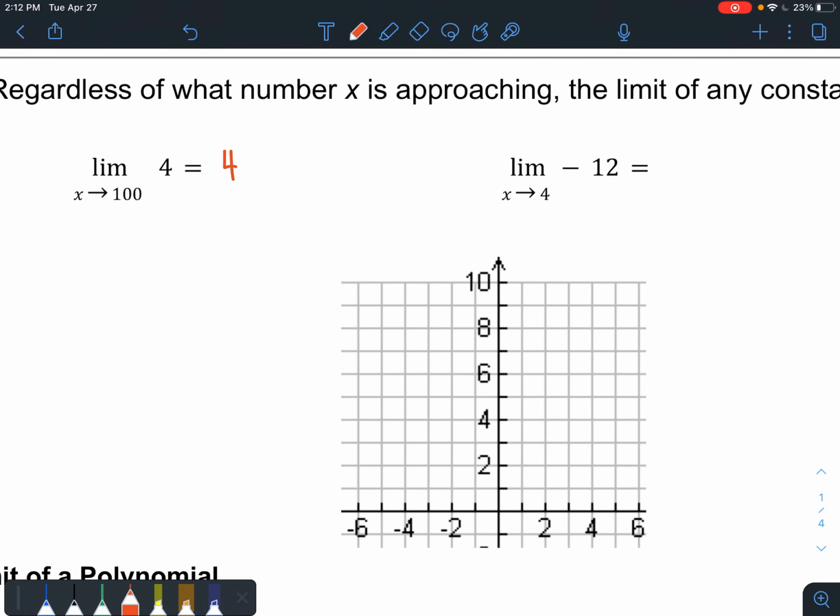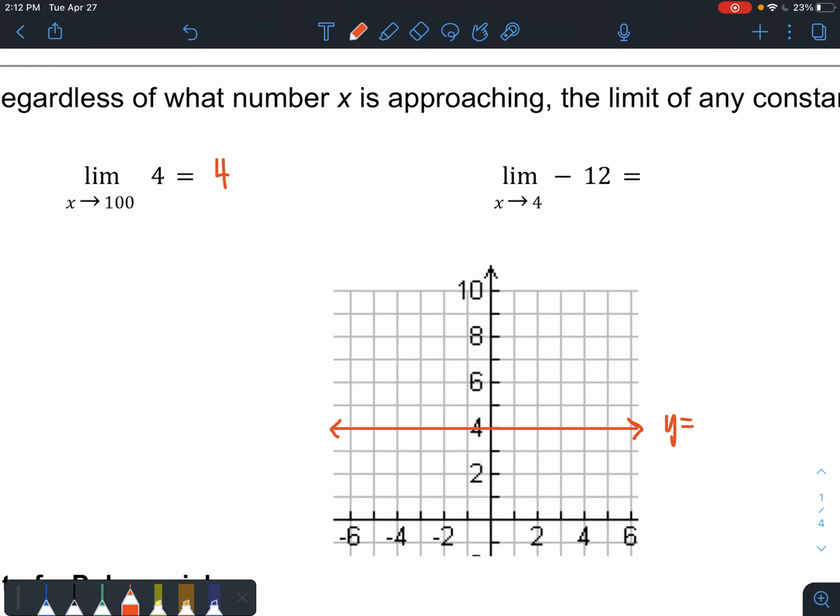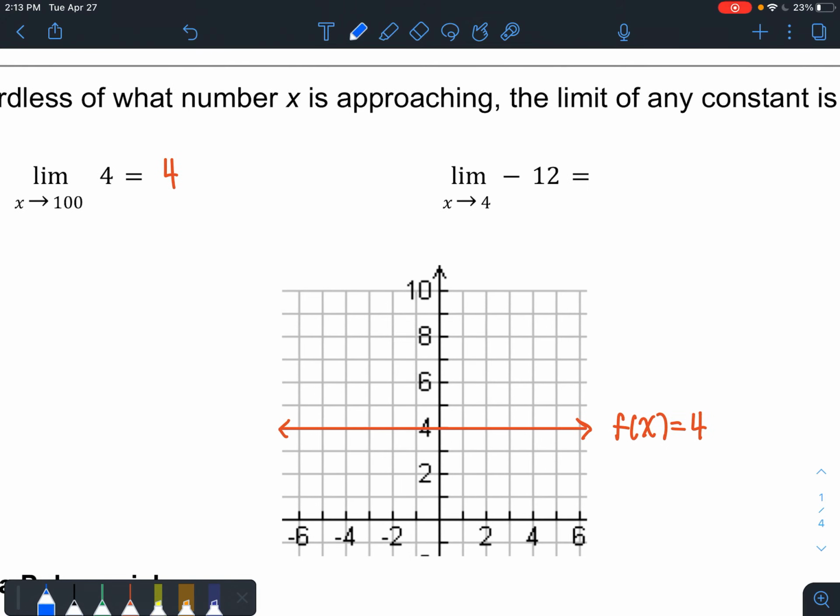And I'll show you an example of this. If I have this function 4, this is like y equals 4, or f of x equals 4, I guess we should say. No matter what x is, on and on forever, it's going to be 4 all the way when we get to 100, because it is a constant. It doesn't change. So the limit as x approaches 4 of negative 12 is negative 12.